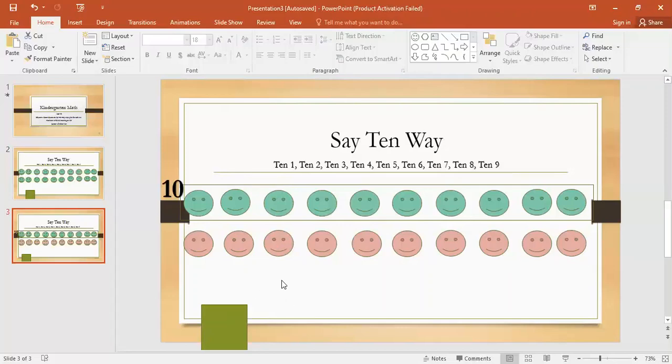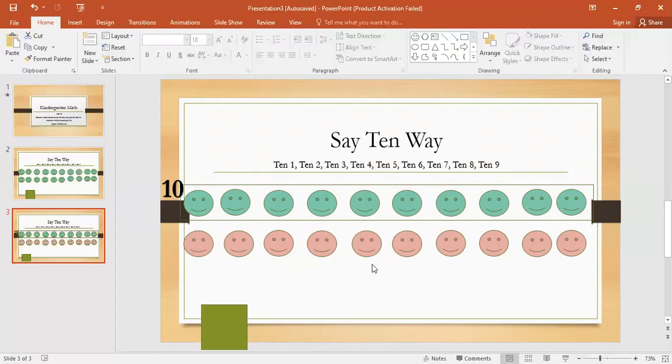All right, great job, guys. So what we are doing is practicing counting the say 10 way. Up here, this says say 10 way. Underneath here, these are all how you spell, write what we are saying. 10, 1, 10, 2, 10, 3, 10, 4, 10, 5, 10, 6, 10, 7, 10, 8, 10, 9.